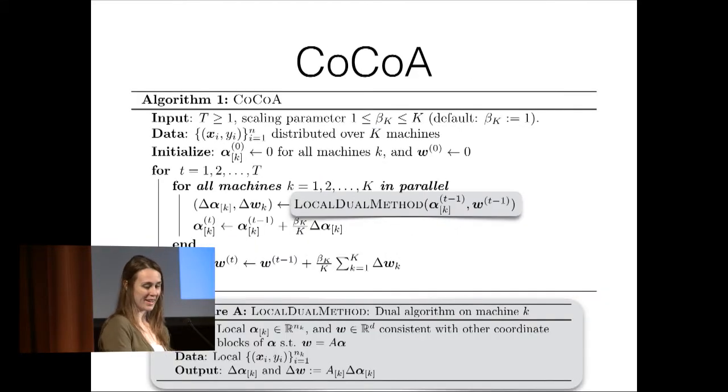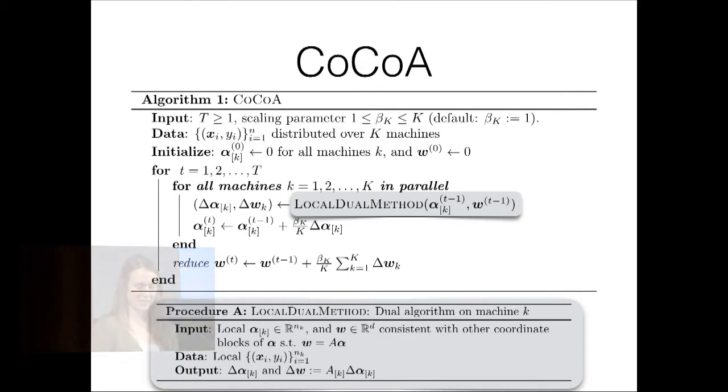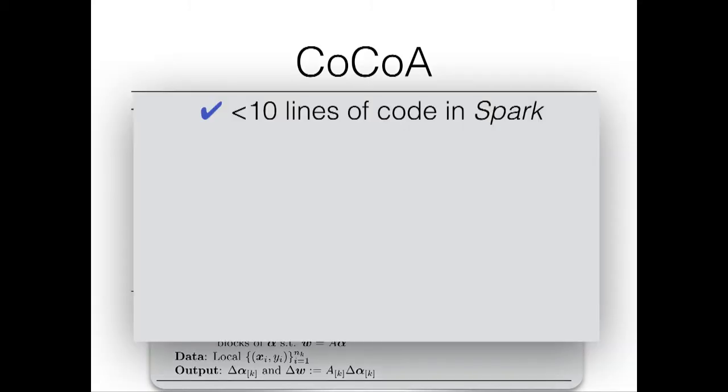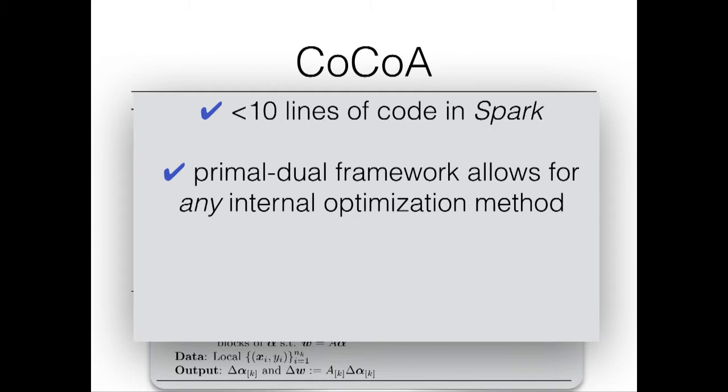OK, so here's the algorithm in all of its glory. I don't really want you to take anything out of this slide except that it can easily be shown on one slide. It can actually be written in less than 10 lines of code in Spark. And like I said, it's a primal dual framework. It allows for any internal optimization method to be used.